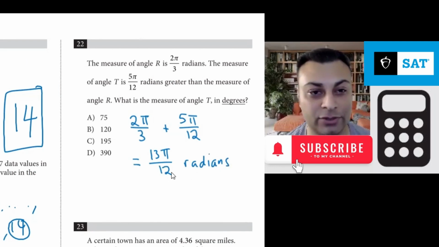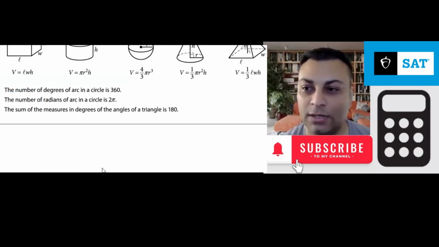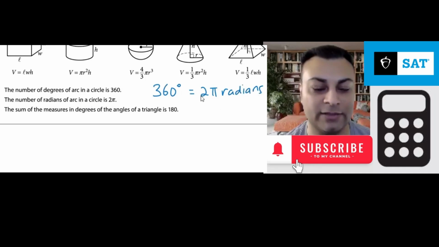If you know how to convert to degrees immediately, that's great. I'll show you that it's also on the formula sheet. So let's take a look at the formula sheet. And over here in the formula sheet, it says the number of degrees of arc in a circle is 360. Number of radians of arc in a circle is 2π. That means 360 degrees is the same as 2π in radians. We'll use that. Let's go back to the question.